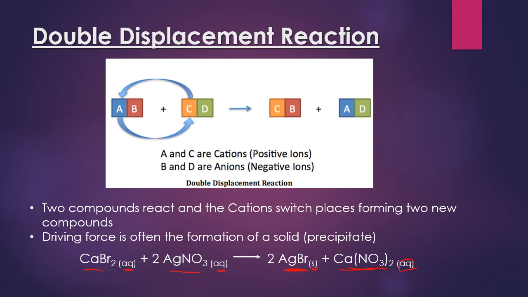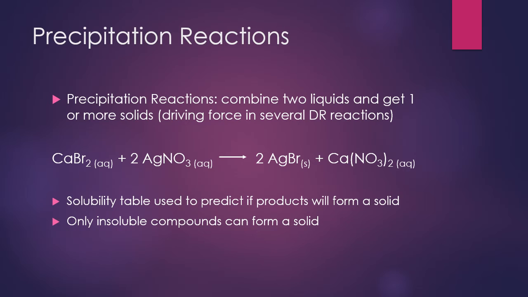Well, how do we figure out if a solid forms or not? Since these reactions form a solid, they're often referred to as precipitation reactions. So what is a precipitation reaction? It's when you combine two liquids and you get out a solid. A precipitate is just another word for a solid. So if I say I mixed these things together and out came a precipitate, what I'm saying is I saw a solid form.